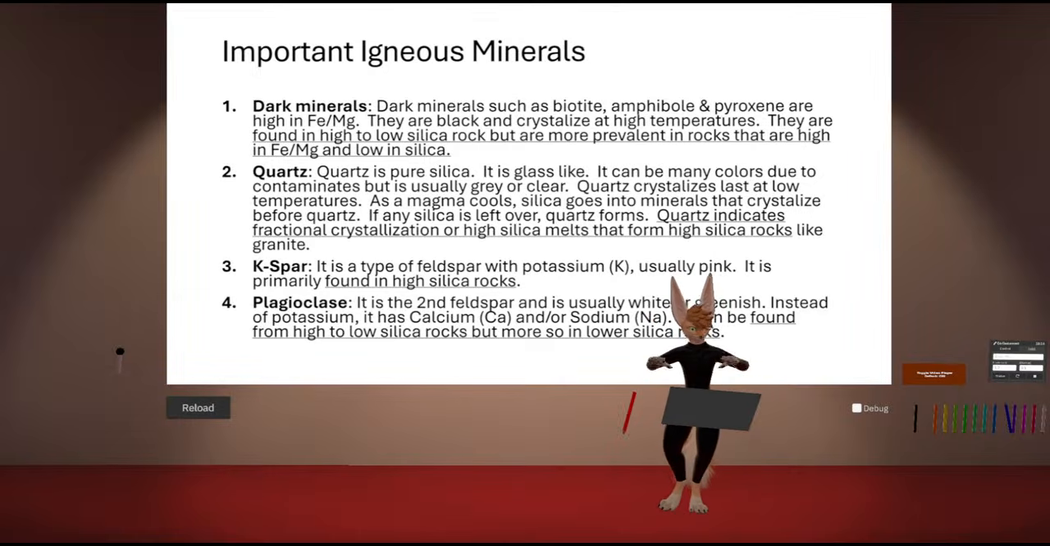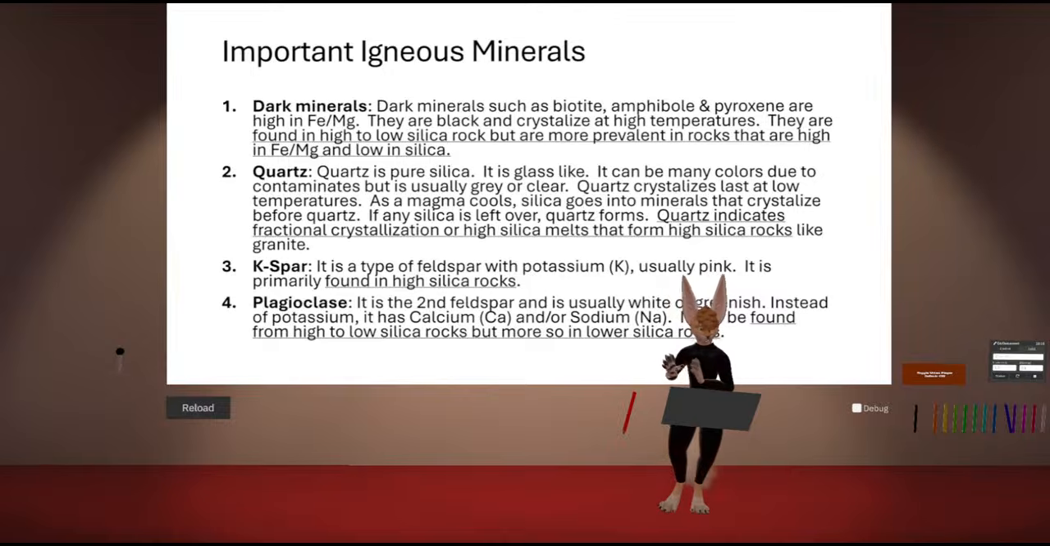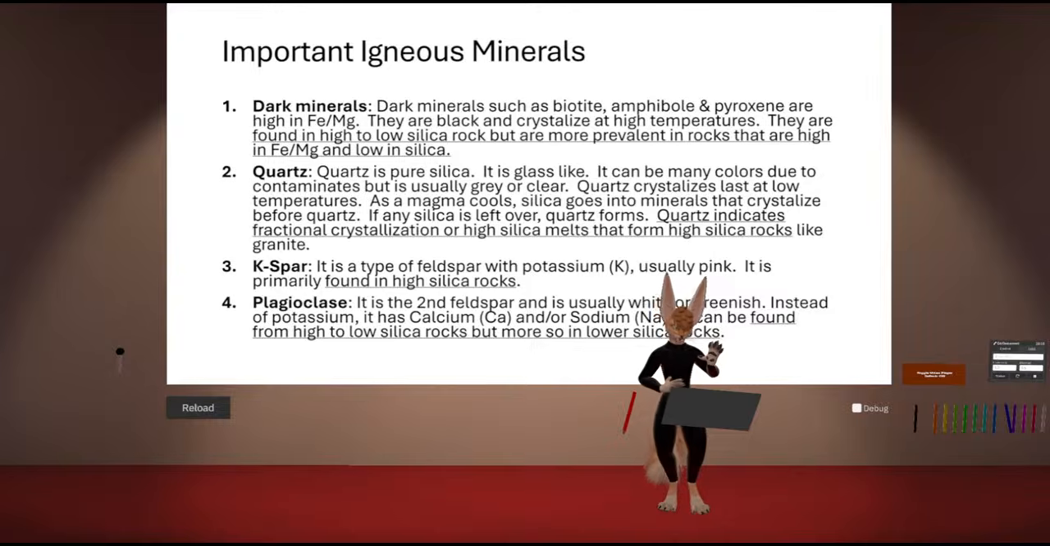Quartz is pure silica. Looks like glass, and it can have many colors due to contaminants, but is usually gray or clear. Quartz crystallizes last at low temperatures, and as magma cools, silica goes into minerals that crystallize before quartz. If silica is left over, quartz forms. Quartz indicates fractional crystallization or high silica melts that form high silica rocks like granite.